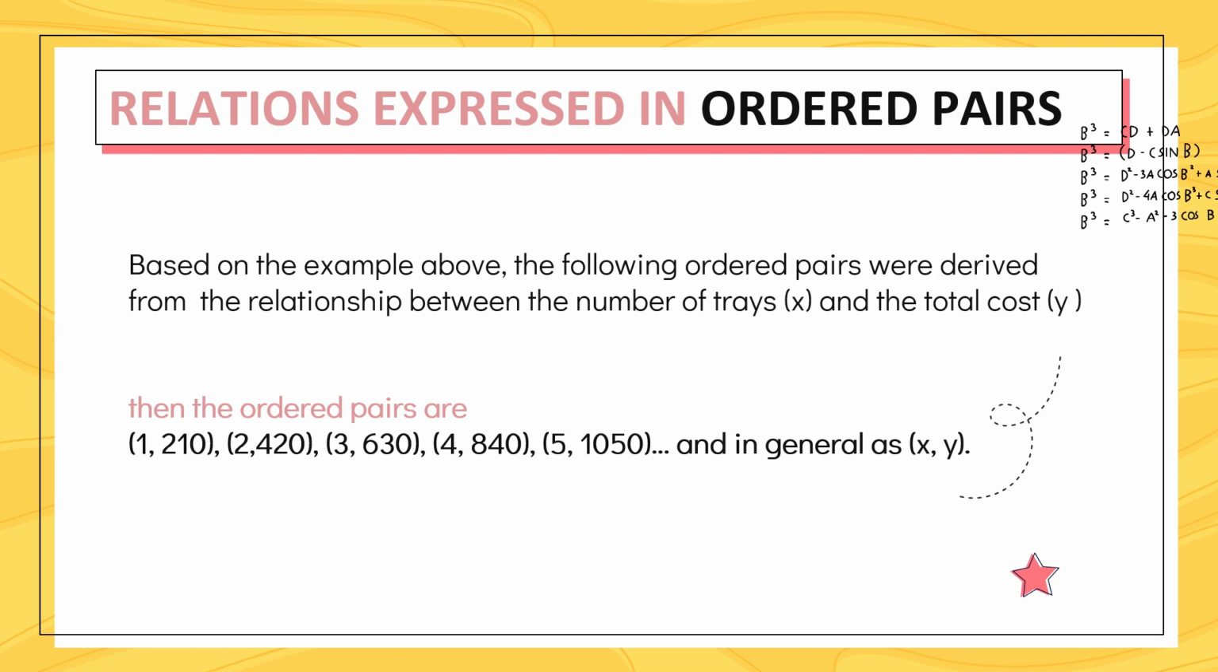Relations expressed in ordered pairs. So based on the example above, the following ordered pairs were derived from the relationship between the number of trays, x, and the total cost, y. Then the ordered pairs are (1, 210), (2, 420), (3, 630), (4, 840), (5, 1050), and in general (x, y).